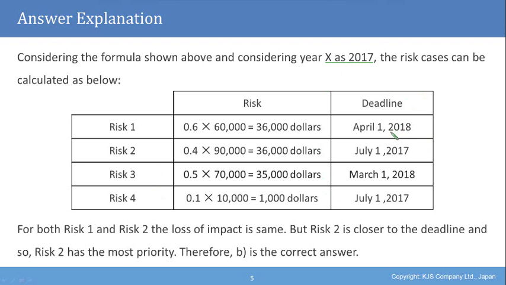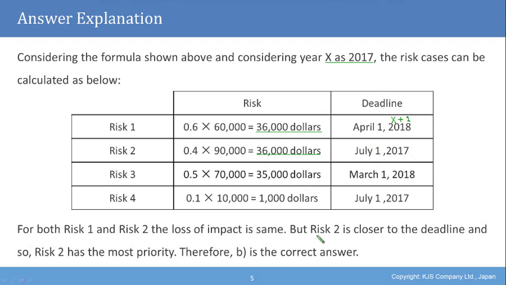So for instance, for risk 1, April 1st, 2018 is because it said in the first table, the year is X plus 1. So now we know the risk. So for both risk 1 and risk 2, the loss of impact is the same. So loss of impact are both $36,000.